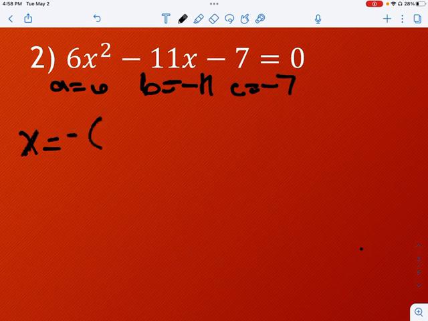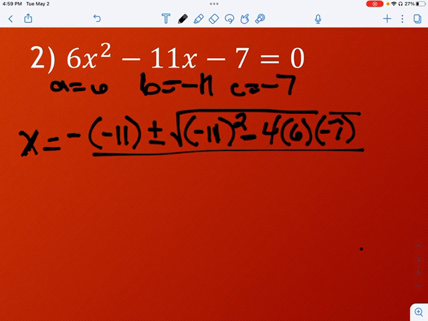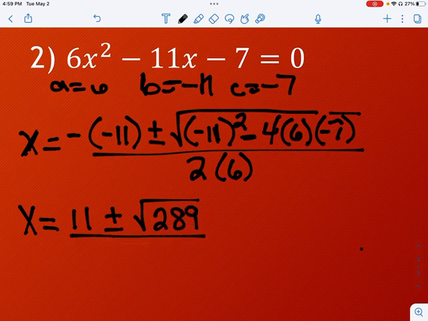So we go negative of negative 11, that's the b, plus or minus the square root of b squared minus 4 times 6 times negative 7, all over 2 times 6. Okay, so now we start to work that out. Negative of negative 11 makes it positive, plus or minus. So now we take our calculator and we simply go 11 squared minus 4 times 6 times negative 7. And we end up with 289. So we have the square root of 289. And then 2 times 6, that's going to give me 12.